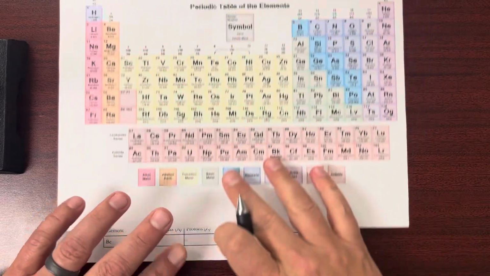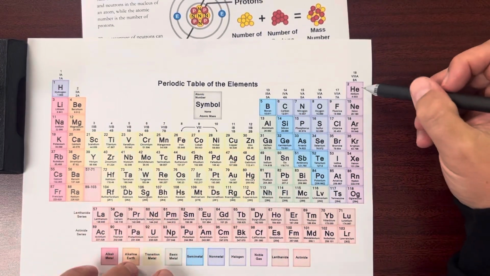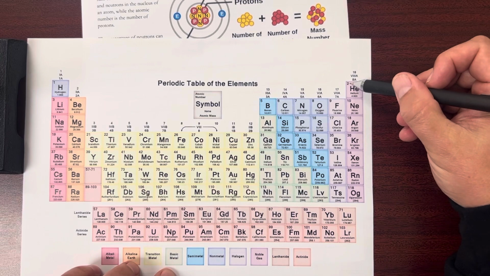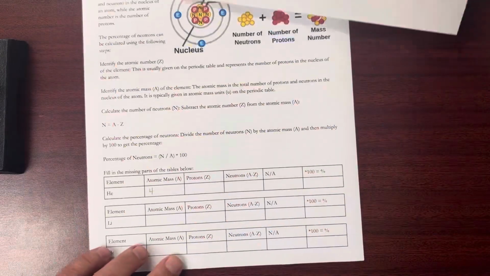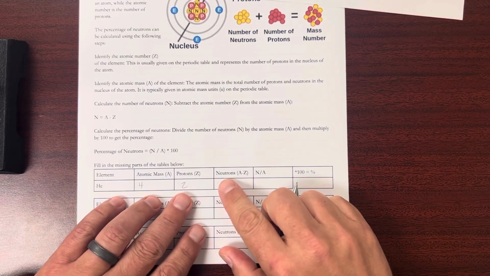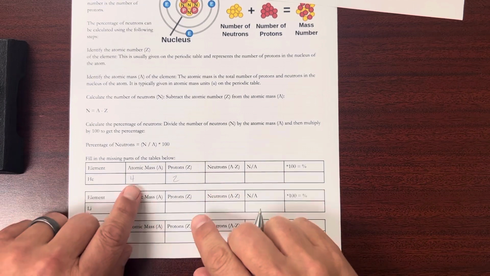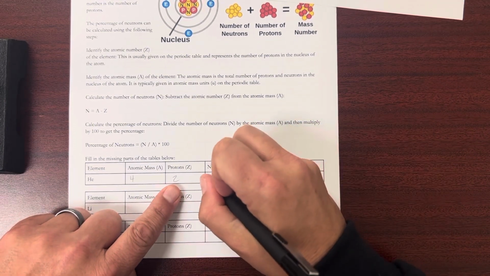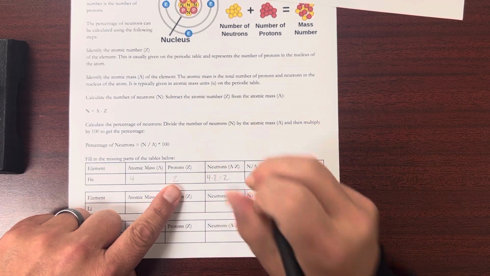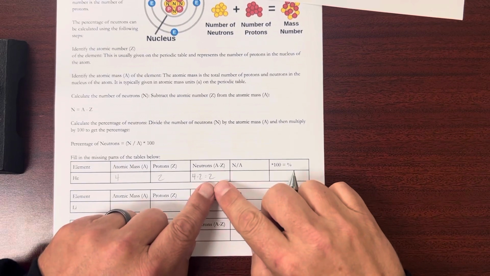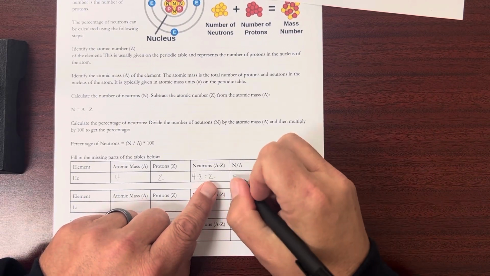Now the number of protons for helium is this number in the upper left corner, 2. That's the atomic number, but that's the number of protons. So I have 2 protons. So far, so good. To find the number of neutrons, I take the mass minus the protons. So 4 minus 2 equals 2. Now I know how many neutrons there are.